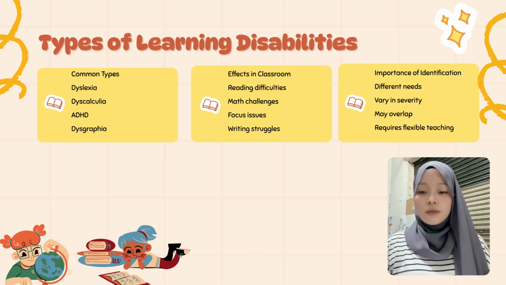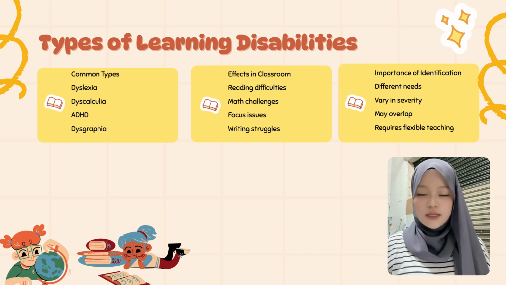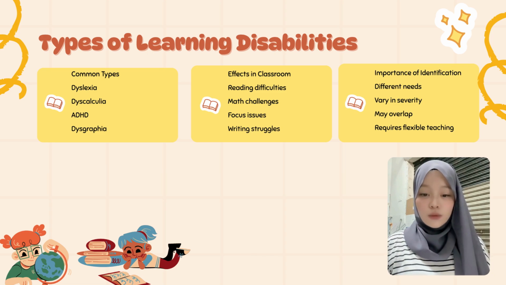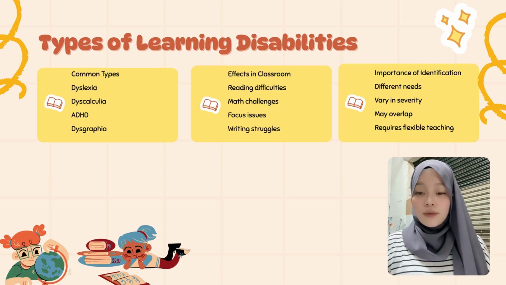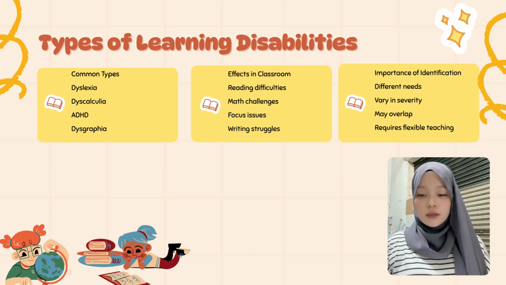The second type is dyscalculia, which affects mathematical abilities. Students with dyscalculia may find it difficult to understand number patterns, calculations, or solve math problems. Even simple tasks like telling time or counting money can be challenging for them.